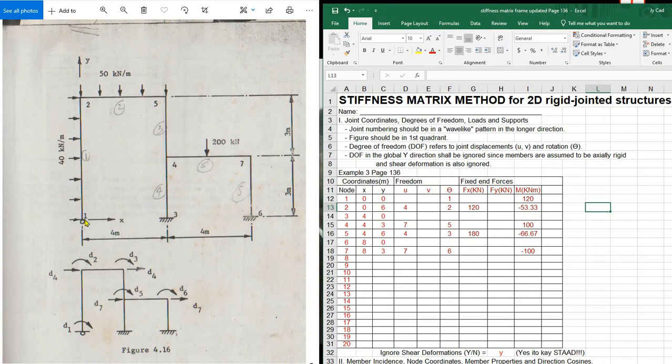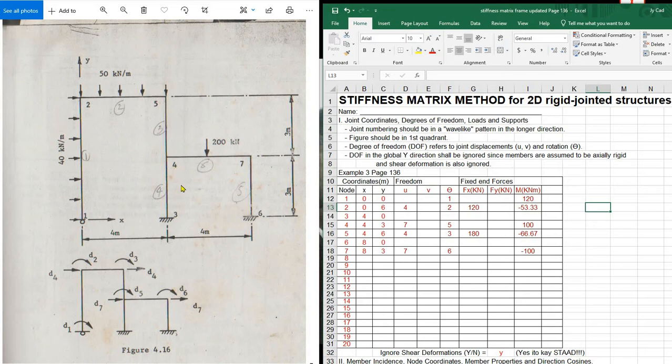The support at node 1 is pin connected. At nodes 3 and 6, this is fixed support. And then we have the coordinates. At node 1, that is 0, 0. And then node 2, the coordinates is 0, 6. 6 meters ang height. And then at node 3, that is 4, 0. Then node 4, you have 4, 3.